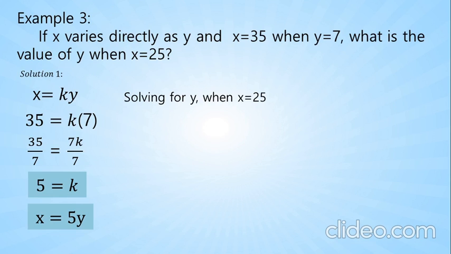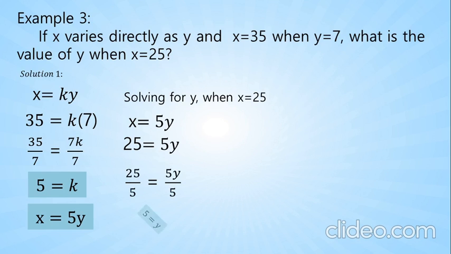So, solving for y when x is 25, using the equation of the variation, x equals 5y. By substitution, we write 25 in place of x. So, 25 is equal to 5y. Then, to solve for y, we divide both sides by 5. Therefore, y is equal to 5.